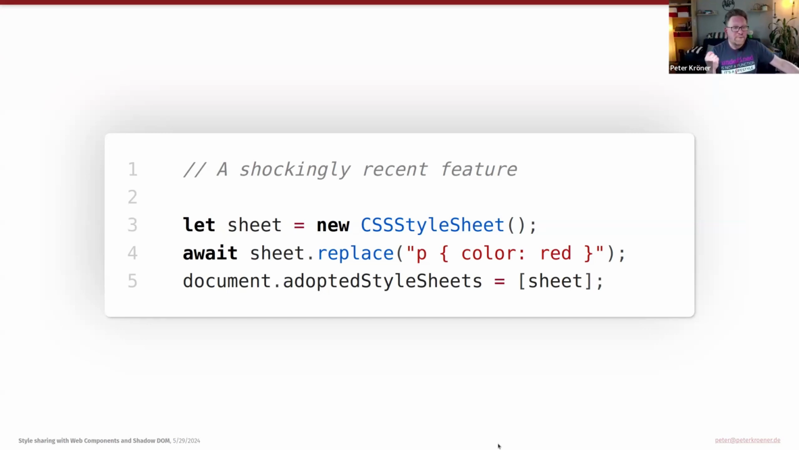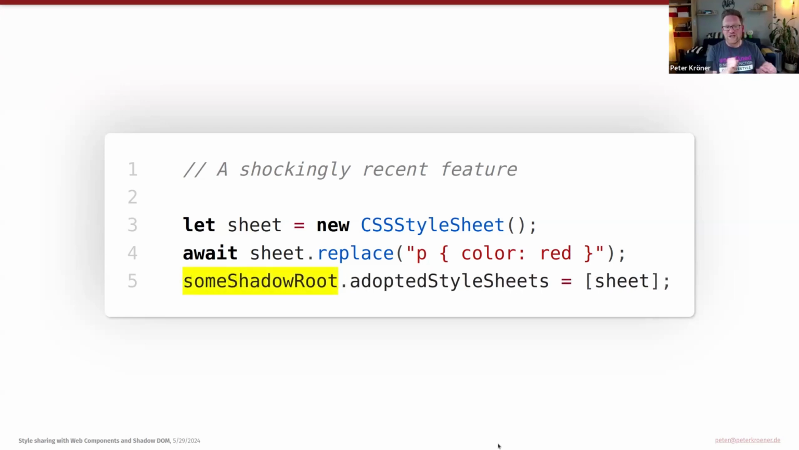And this is quite neat. And the best thing about it is adopted style sheets doesn't just exist on document, but it also exists on shadow roots. This is quite neat because you can now simply attach sheets directly to shadow roots and then skip the step of having style elements polluting your HTML in there.